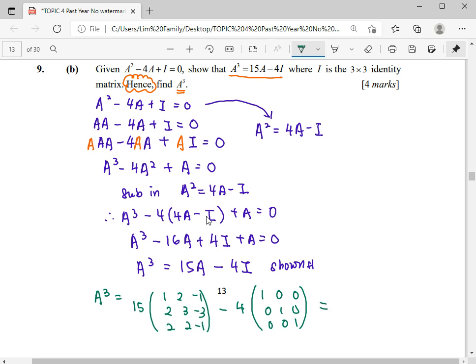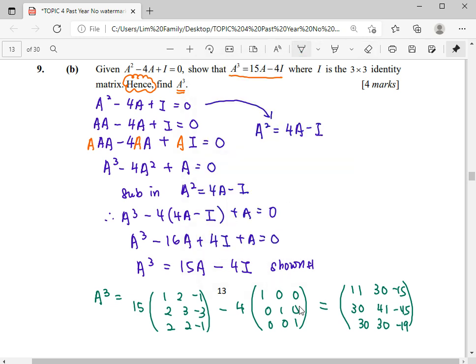Okay, so to get to the final answer, do your multiplication. 15 minus 4 equals 11. Then 15 times 2 is 30, minus 0. Then negative 15. Then 1 by 1. Then 30 minus 0, 30. Here, 45 minus 4, 41. Then negative 45. Then times 2, 30, 30, and negative 90.